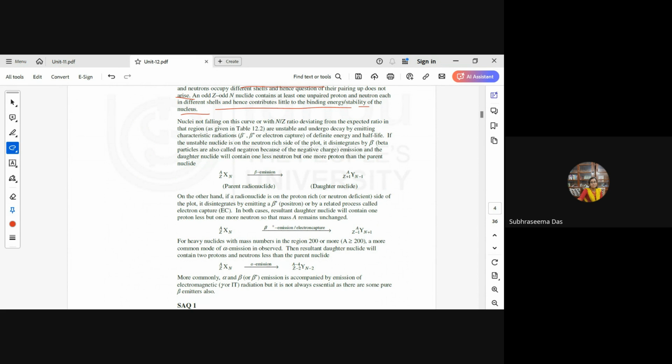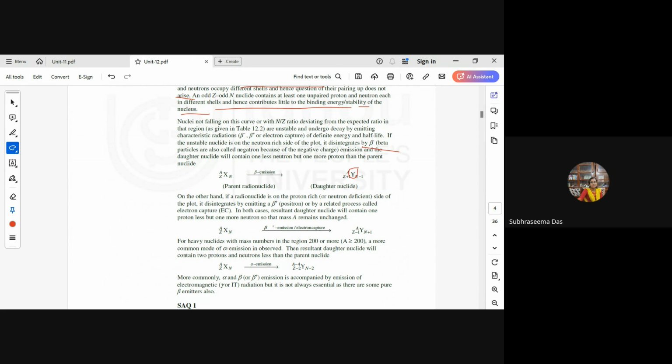If the unstable nuclide is on the neutron-rich side of the plot, it disintegrates by emitting beta particles, which are called negatrons because of the beta negative sign. The daughter nuclide will contain one less neutron but one more proton. That is, if the parent nuclide X with A and Z undergoes a beta emission, then it forms a daughter nuclide Y, where A remains as such, Z becomes Z plus 1, and N becomes N minus 1.